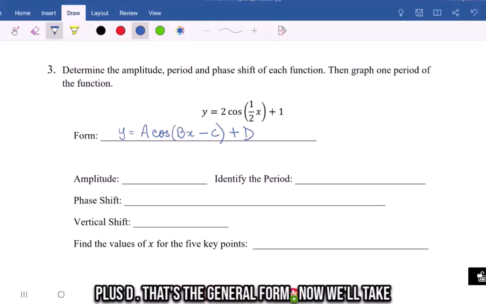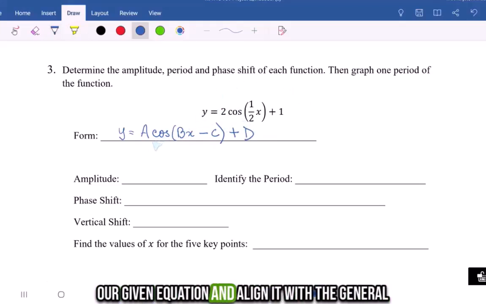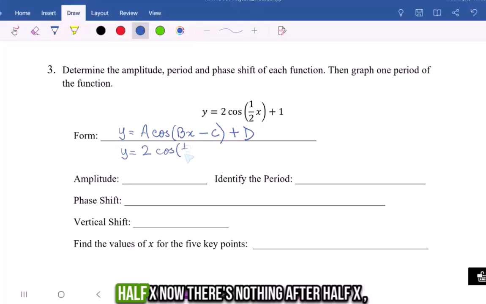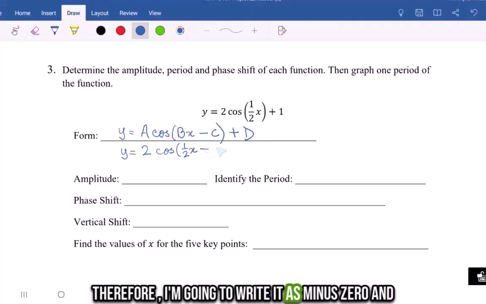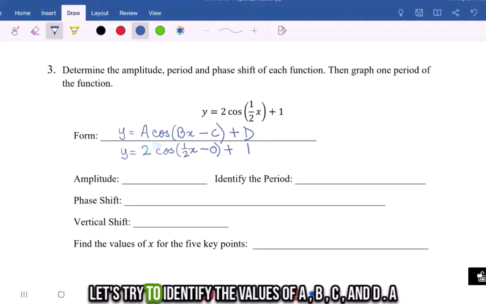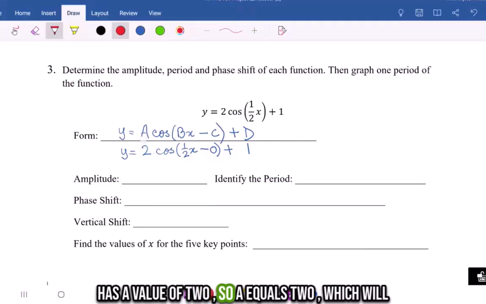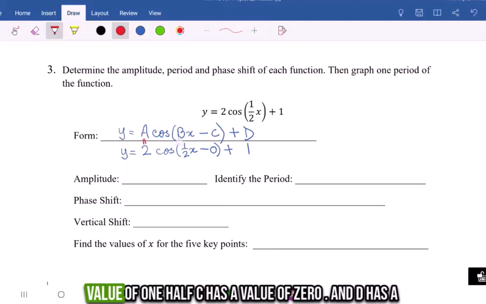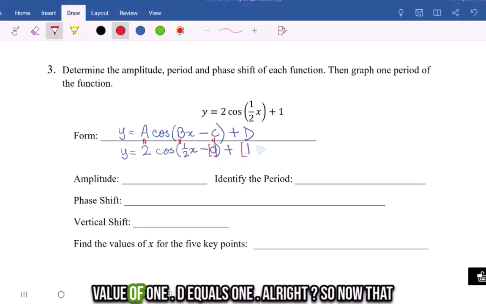That's the general form. Now we'll take our given equation and align it with the general form. That would be y equals 2 times cos of 1/2 x. Now there's nothing after half x, therefore I'm going to write it as minus 0, and then outside the brackets we have plus 1. Now let's try to identify the values of a, b, c, and d. A has a value of 2, so a equals 2, which will become the amplitude of the function. B has a value of 1/2, C has a value of 0, and D has a value of 1.